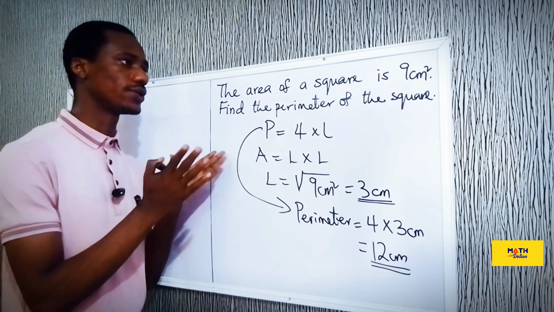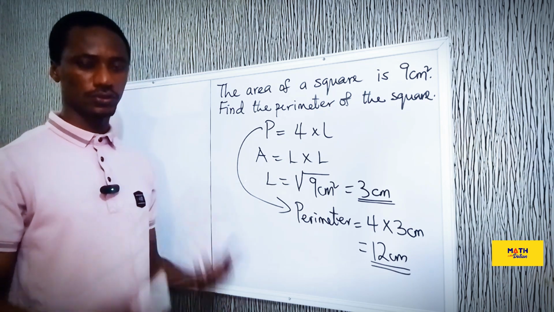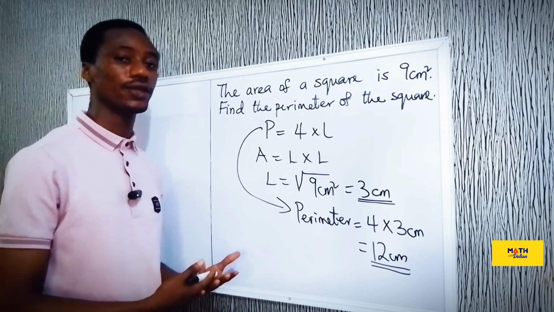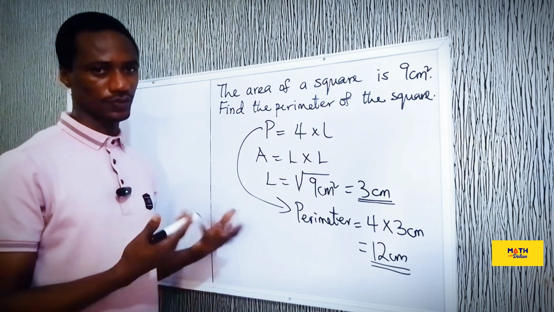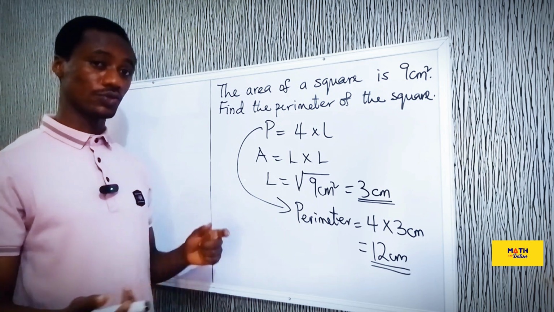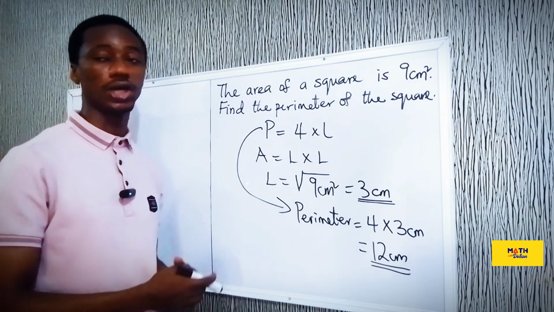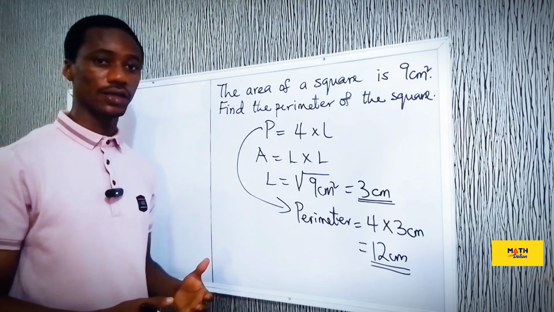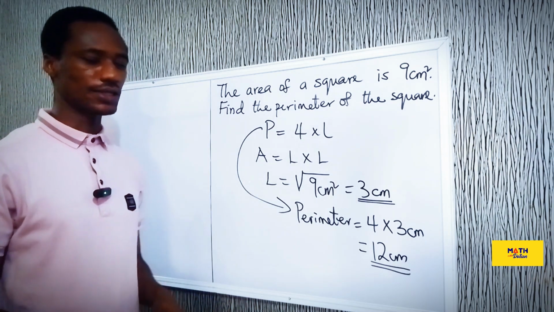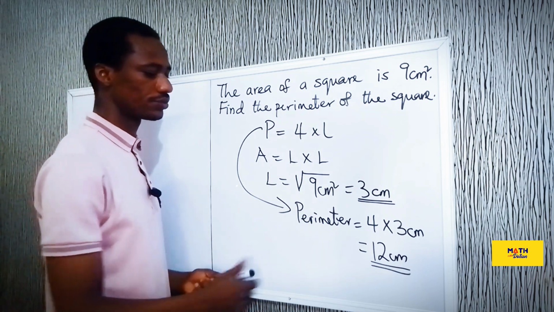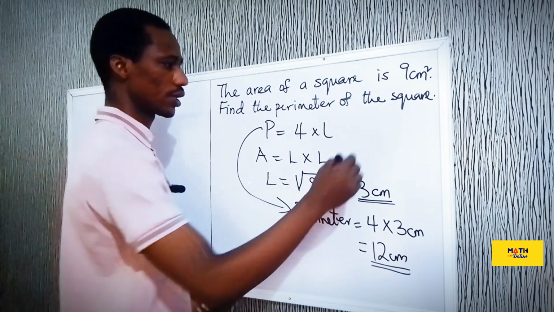Remember what you do when you see this kind of question. To find your perimeter, you need the length, and you have the area of the square. So from the area of the square, you get your length by simply taking the square root of the area. Once you have the length, you multiply it by 4 to get your perimeter.